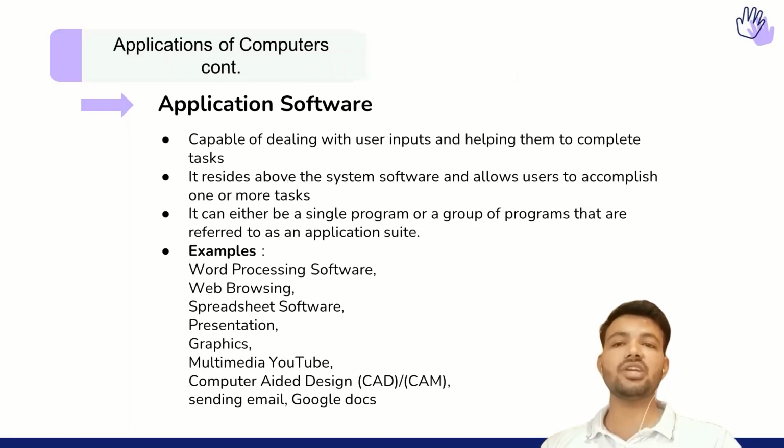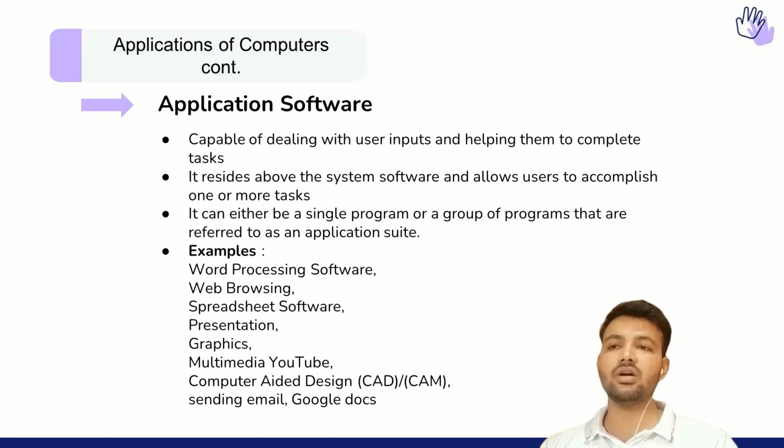Next is application software. So basically application software deals with user inputs and helping them to complete a task. तो एप्लीकेशन सॉफ्टवेयर के जैसे हम बात करें, जैसे वेब ब्राउजिंग. Now web browsing is designed for a specific application of browsing the web. तो हम कह सकते हैं कि वो एक एप्लीकेशन सॉफ्टवेयर है. They reside in the system software and allow us to accomplish one or more tasks. वो हमारे सिस्टम सॉफ्टवेयर में रिजाइड करते हैं and they allow us to accomplish various tasks.